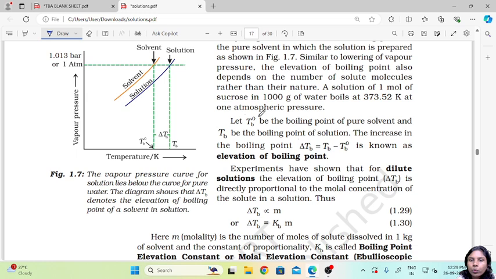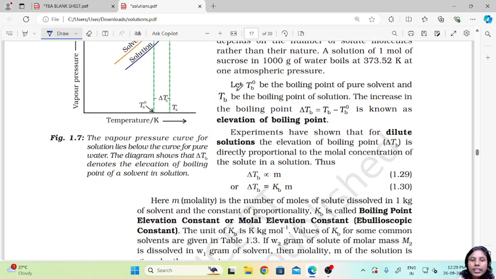boils at 373.52 Kelvin at 1 atmospheric pressure. So let T naught B be the boiling point of the pure solvent. Say T naught B is the boiling point of water and TB is the boiling point of the solution. Once we add sucrose, it will be a new solution, so that is the boiling point at which the solution will boil.